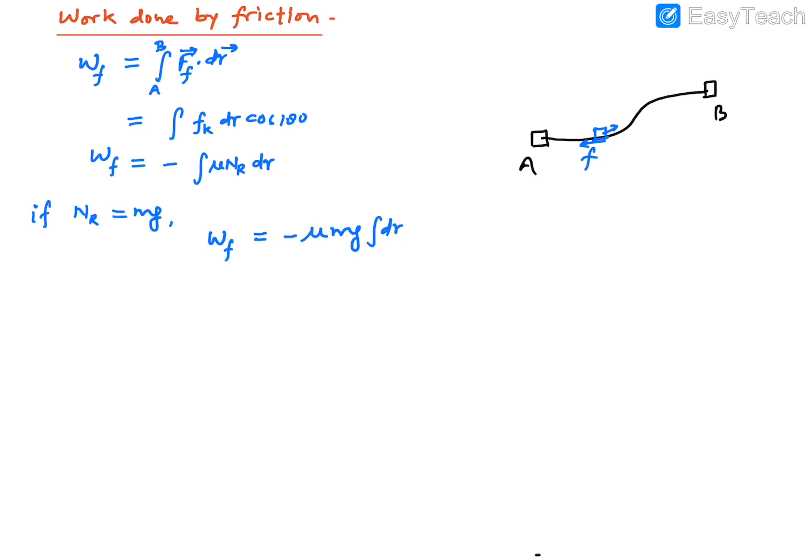Now this dr is without the vector, that means it is a distance element, and if you integrate it, you will find the total distance between A and B. This has to be integrated from location A to location B. So this will be basically the distance covered by the particle. So the work done by kinetic friction is minus mu mg into the distance covered by the particle, that means the actual distance. So here s is going to be the distance, or you can say the path length.